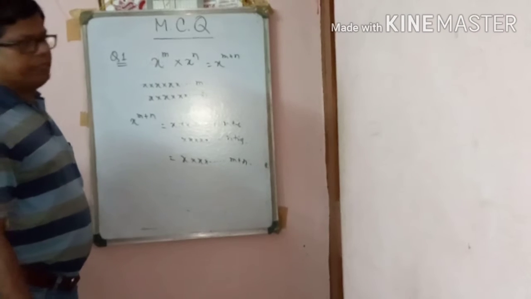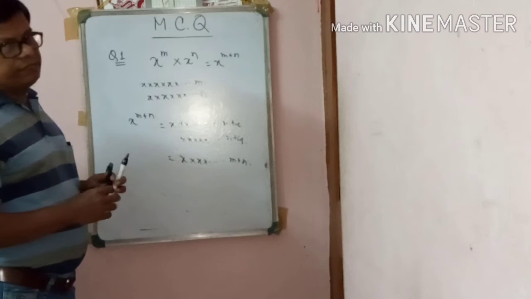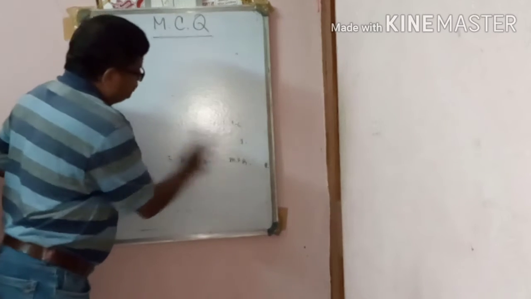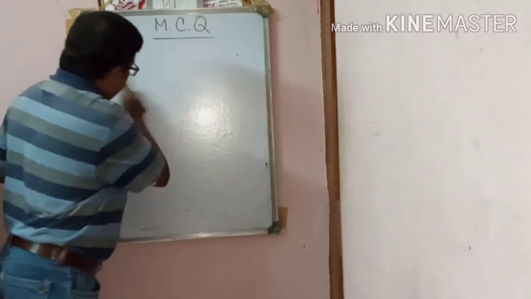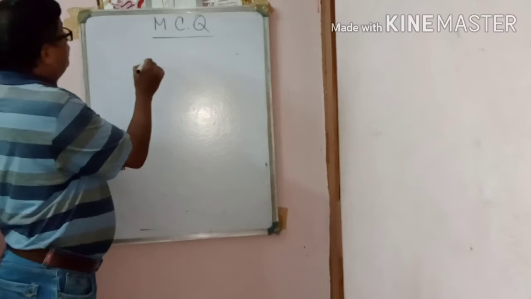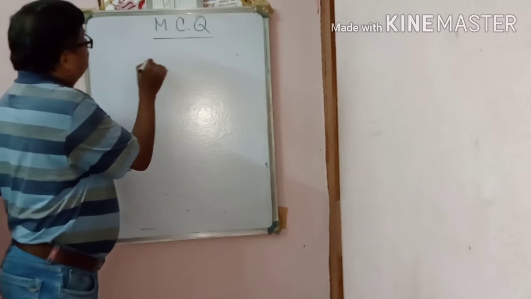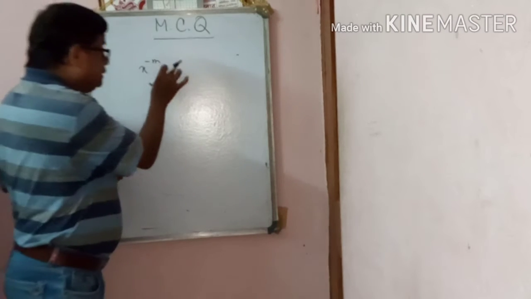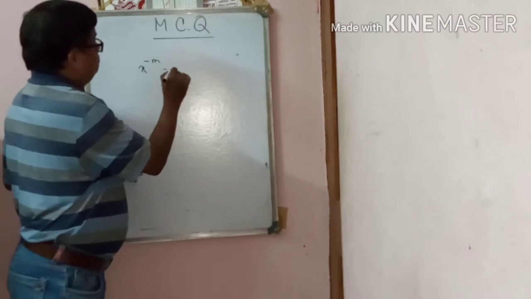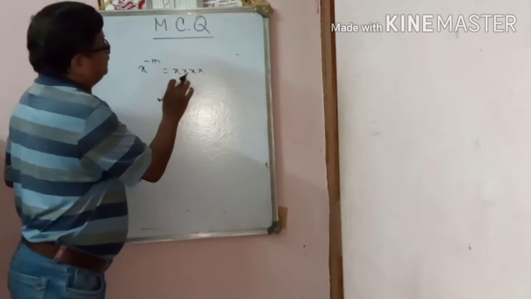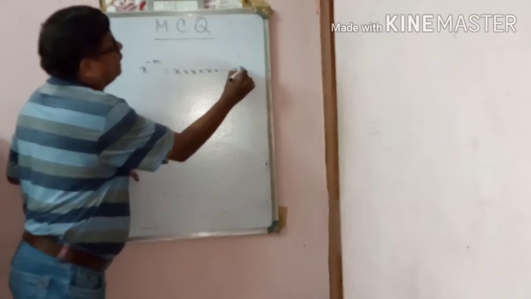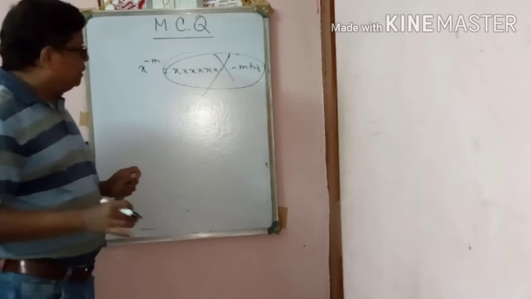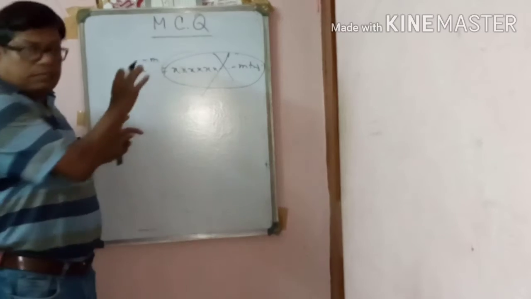Understood? So the second one is correct. Similarly, suppose we have x to the power minus m. We are not considering this equal to x into x up to m times. That is completely wrong, don't write it. Then what is the value of this part?